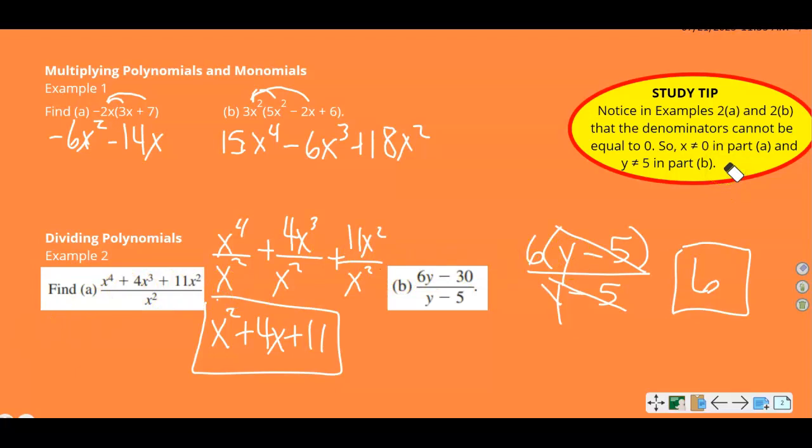All right, so also you have a study tip here. Notice that in examples 2a and b, the denominators cannot be equal to 0. So for a part, x cannot be 0 because it would make the denominator 0. Remember, division by 0 is undefined. And in b part, it can't be 5 because 5 minus 5 would be 0. So y cannot be 5 in b part, or this one would be undefined. That's just something to remember when you're talking about division.